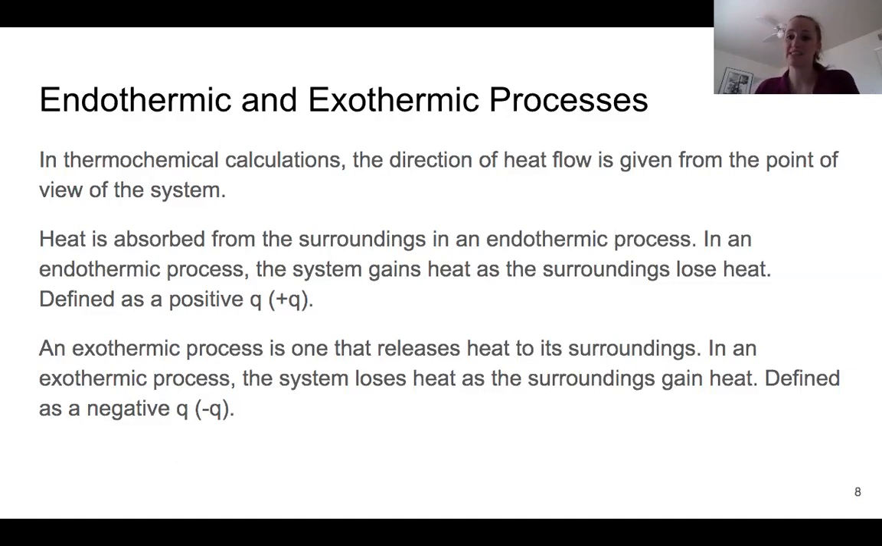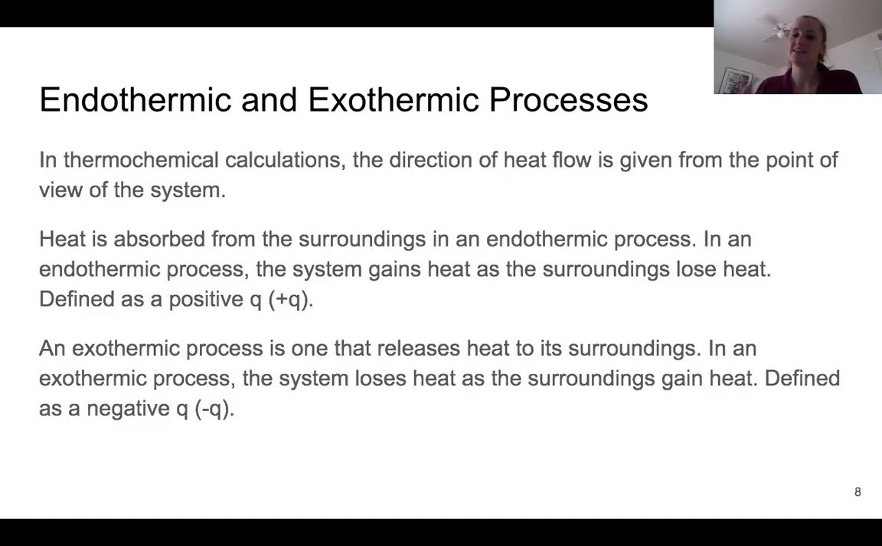Or if you were to go outside and it's hot, in the summer, when you're getting hot, you're literally taking heat from the atmosphere and gaining it into your body. It's kind of cool. Okay, so endothermic is going into you. So this is defined as positive Q. Remember, Q means heat. So if there's a positive, it means it is adding heat. So that makes sense.